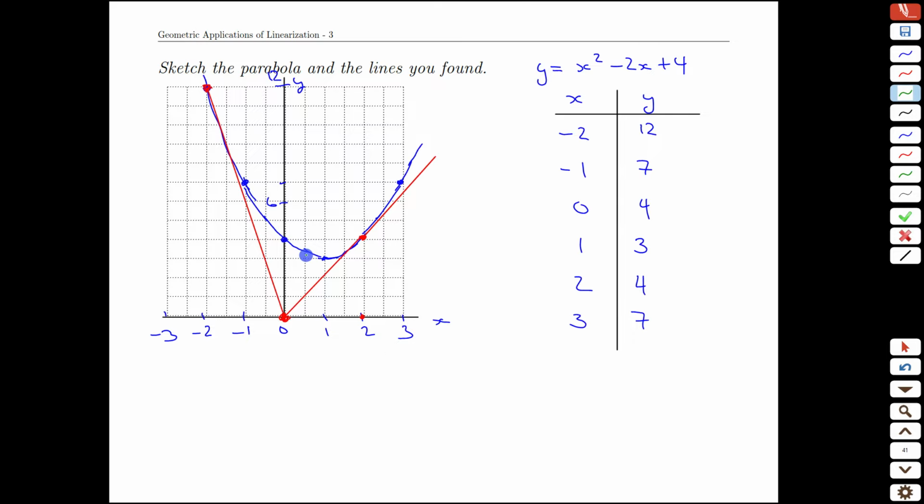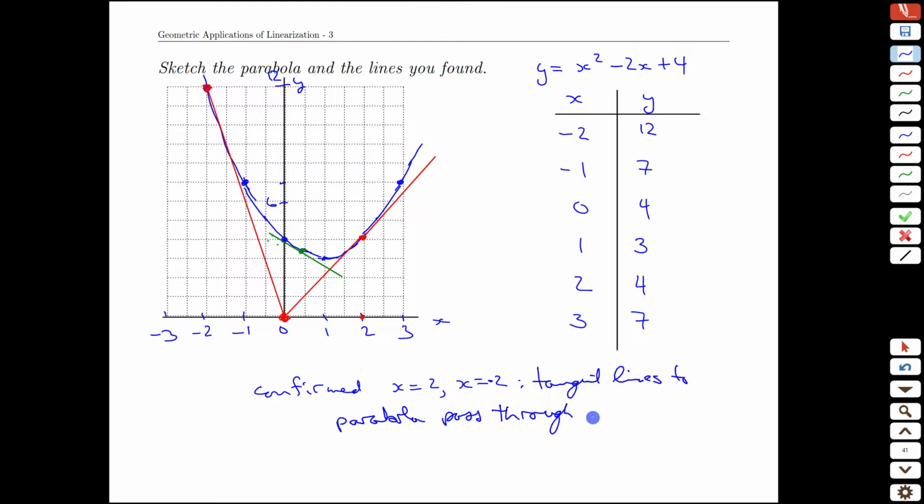That is not the case for other points. If we were to pick this point and draw the tangent line very clearly, it does not go through the origin at all. It ends up over here somewhere. So these 2 points at x equals 2 and x equals minus 2, those tangent lines to the parabola pass through the origin. This is a little less convincing than the algebraic version, but it certainly gives us some reassurance that what we found for the algebra is correct.